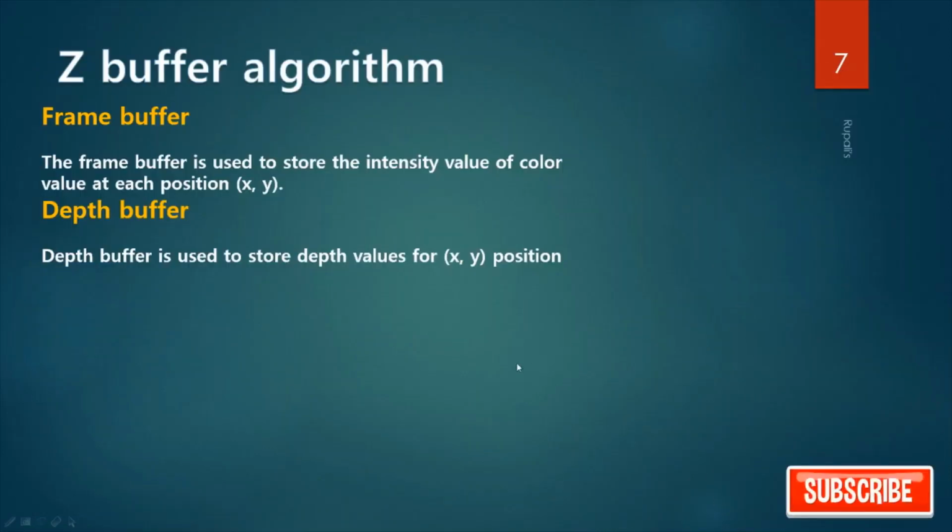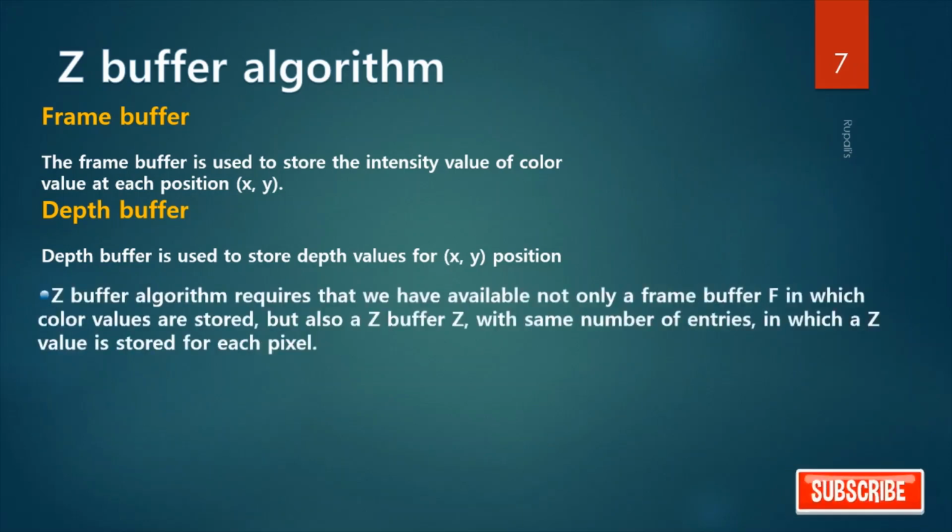Before learning the Z-buffer algorithm, we have to learn two definitions. First, what is a frame buffer? The frame buffer is used to store the intensity or color value at each position x, y. So the frame buffer is used to store the color value, and the depth buffer is used to store the depth values of the x, y position.